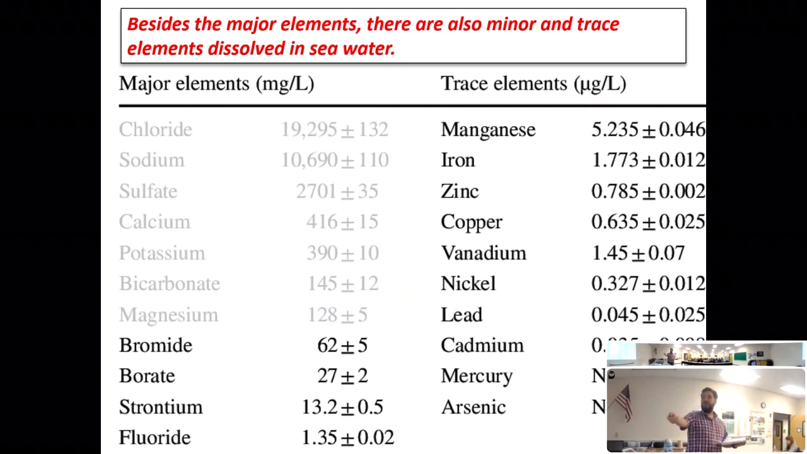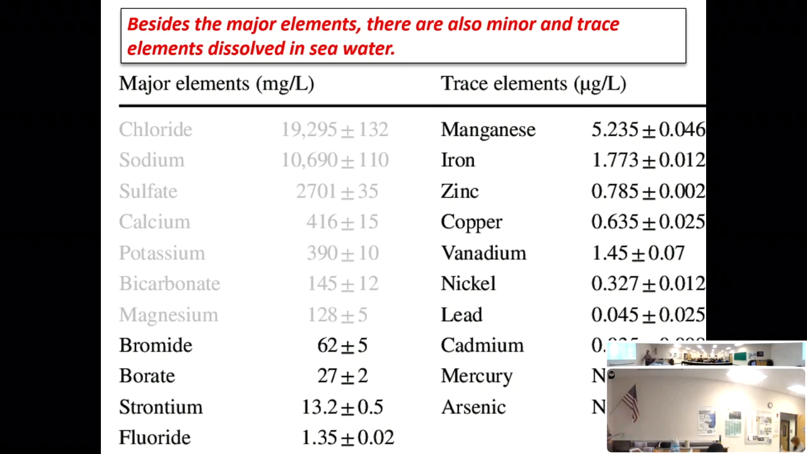So these are all the major constituents: chloride, sodium, sulfate, calcium, potassium, bicarbonate, magnesium. And these are the things that are maybe starting to be trace elements: bromide, borate, strontium, fluoride, manganese, iron, zinc, copper, vanadium, nickel, lead, cadmium, mercury, arsenic. Very small abundances of those things.